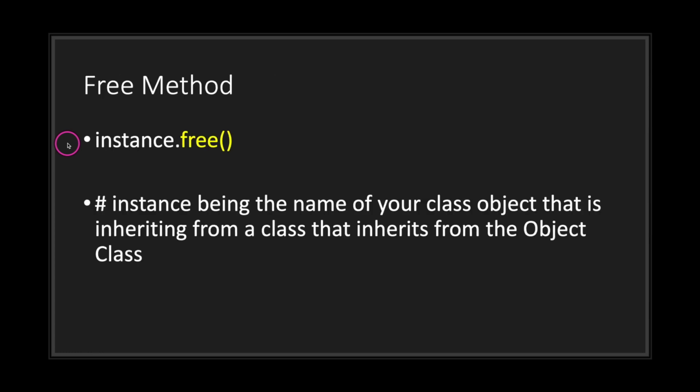Now, to remove an object from memory, you simply use the free method. The free method is just the word free followed by parentheses. Very simple and easy method to use to remove your object from memory. Now the instance here is just basically the name of your class object that is inheriting from a class that inherits from the Object class.